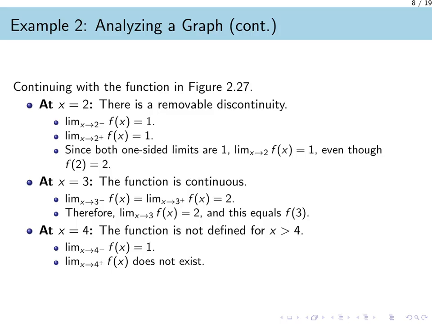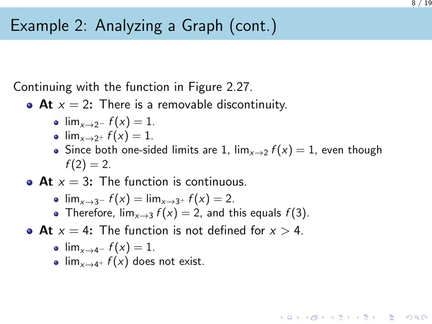Let us continue our analysis by looking at points where the two-sided limit does exist, which reveals important features of the function. At x equals 2, notice that as we approach from either the left or the right, the function value gets arbitrarily close to 1. Because the left-hand and right-hand limits are equal, the overall limit as x approaches 2 is 1. However, the function itself is defined with a value of 2 at that point, which we see as the solid dot. This is a classic example of a removable discontinuity.